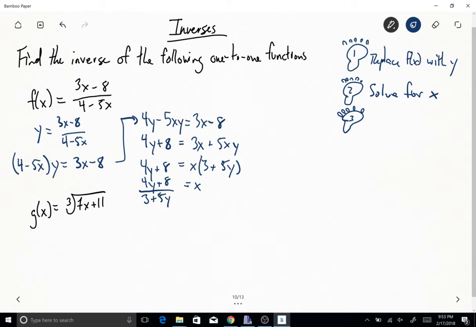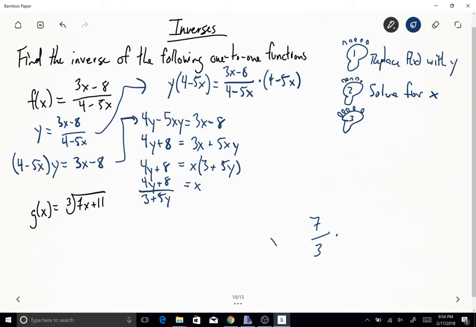Oh, okay, sure. So the question was, can I show getting rid of that fraction? Sure. I'm happy to do that. So all I did was I went y times (4 minus 5x) equals 3x minus 8, multiplying by 4 minus 5x. And if you aren't sure about that, pretend I had a 3 in the denominator. Say I had 7/3 and I had x here.